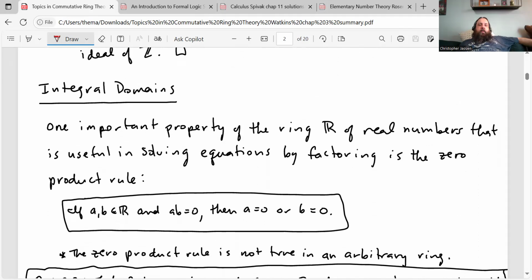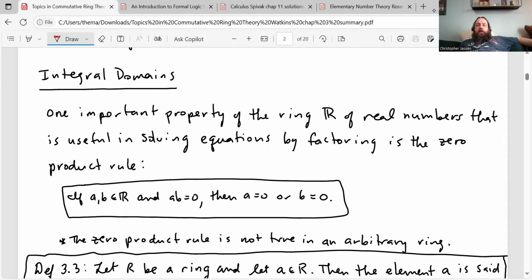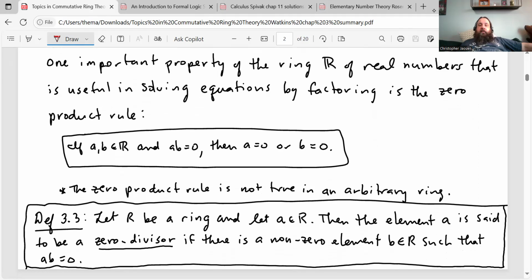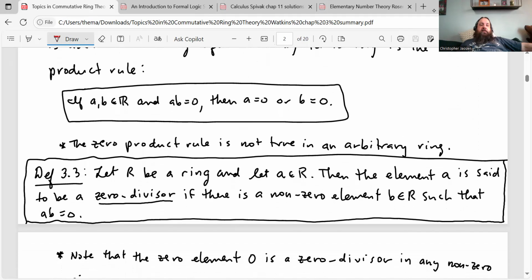Once we've defined prime ideals, we can talk about integral domains. One important property of the ring of real numbers, and actually the ring of integers and the ring of rationals too, that's useful in solving equations by factoring, is the zero product rule. If you have two real numbers a and b that multiply to give you 0, then one of them is 0 or the other is 0, or possibly both are 0. The zero product rule is not true in an arbitrary ring, unfortunately.